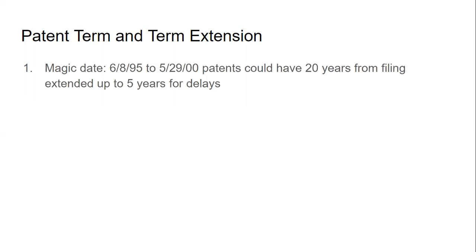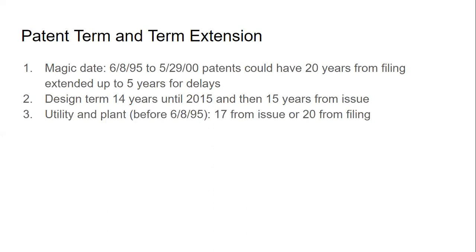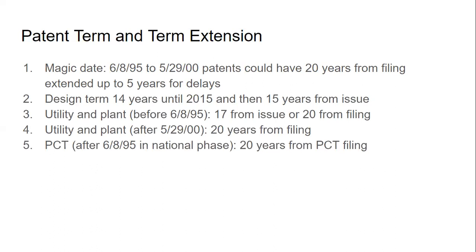But basically the major rules here are going to be the magic date. So first off, 6/8/95 to 5/29/2000, patents could have 20 years from filing, extended for their term, extended up to 5 years for delays. A design term was 14 years from issue until 2015, and then it became 15 years from issue, so big change. For utility and plant before that magic date, it was 17 from issue or 20 from filing. Now from 2000, it is just 20 years from filing.